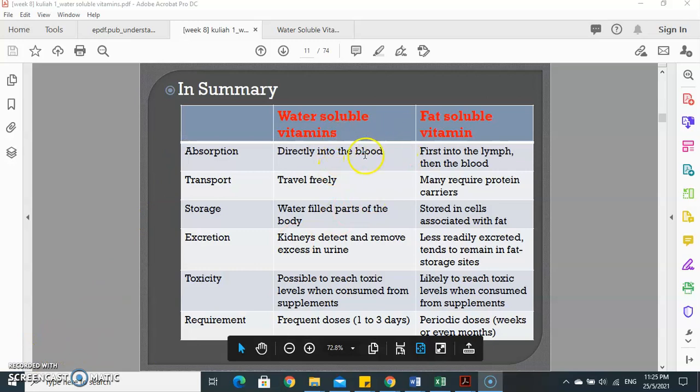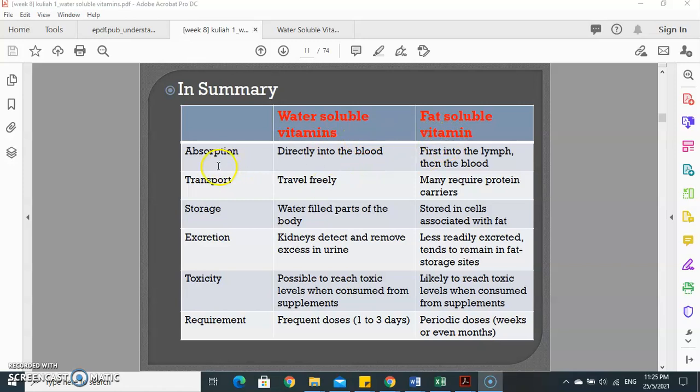Okay, this is the difference between water soluble vitamins and fat soluble vitamins. In terms of absorption, water soluble vitamins can be directly absorbed into the blood, while fat soluble vitamins need to go to the lymph first and then to the blood. If you still remember how fat travels in our body, they have to use a transport. If you still remember the LDL and HDL, it needs a transport.